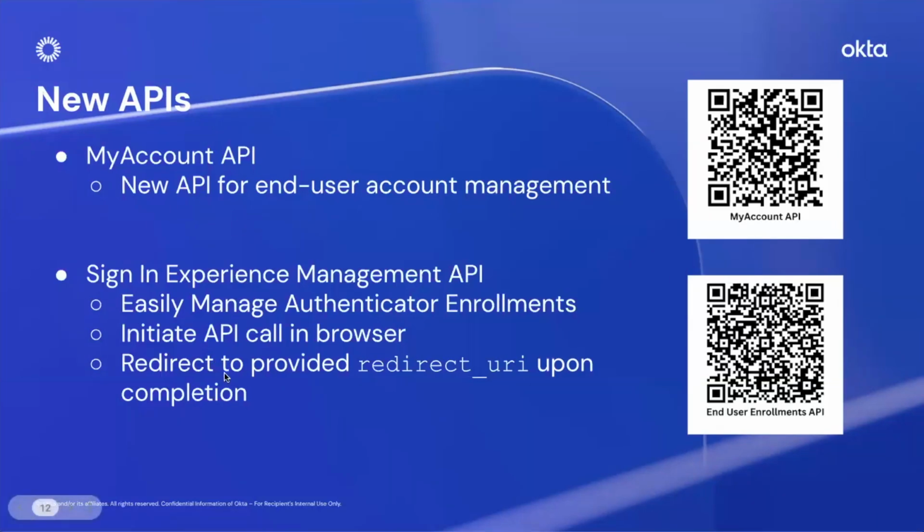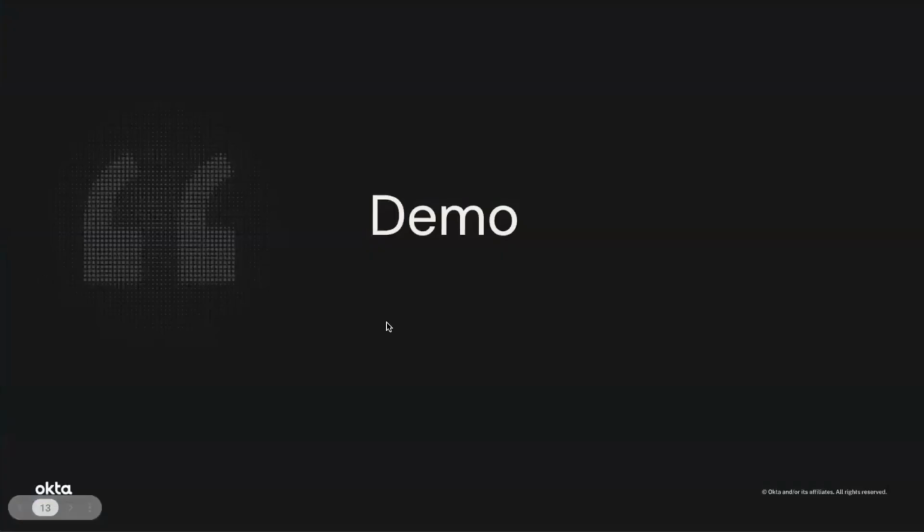There's also a sign-in experience management API that has an authenticator enrollment endpoint that you can direct users to that will give them a UI to enroll a specific authenticator based on an authenticator ID that you pass in to the URL. And then you also can include a redirect URI that will then take them to the destination of your choosing after they've completed that enrollment. So it's an easy way to incorporate authenticator enrollment into your custom flows without having to build out the screens yourself. So with that, let's get away from the slides again and actually jump back into the product.